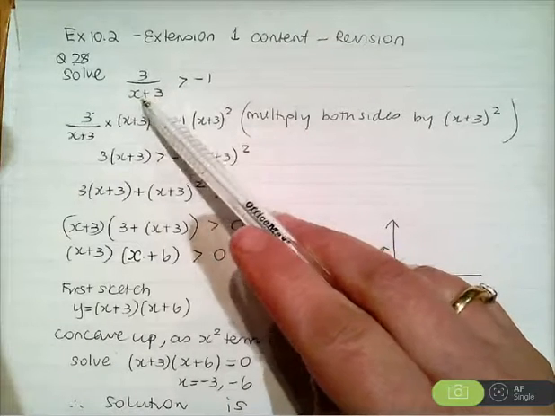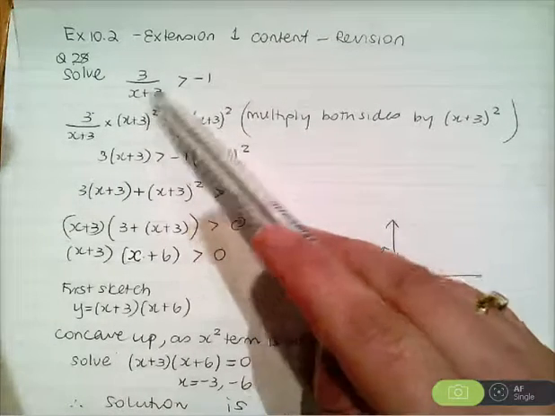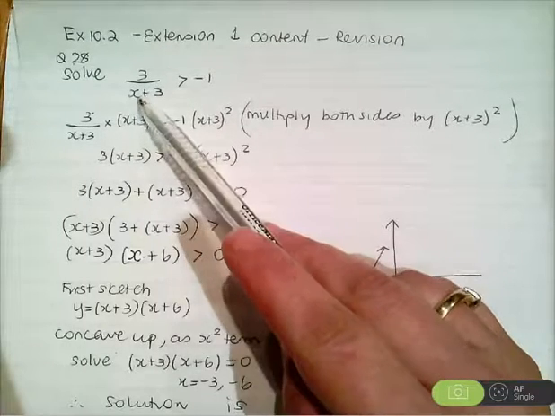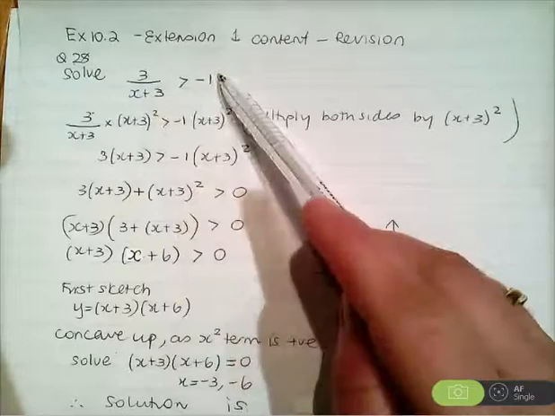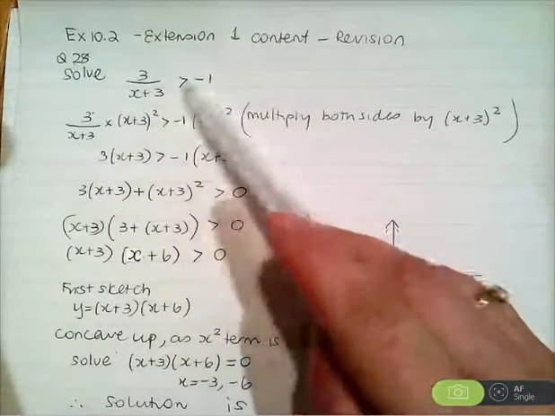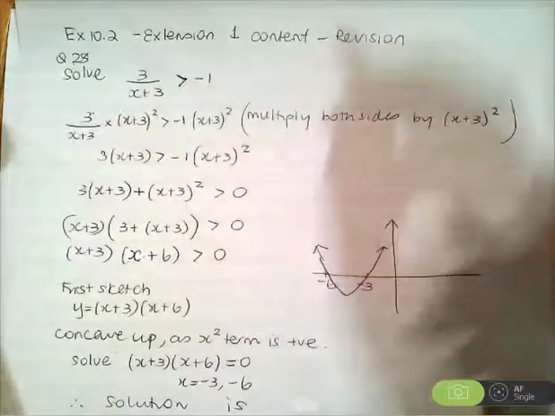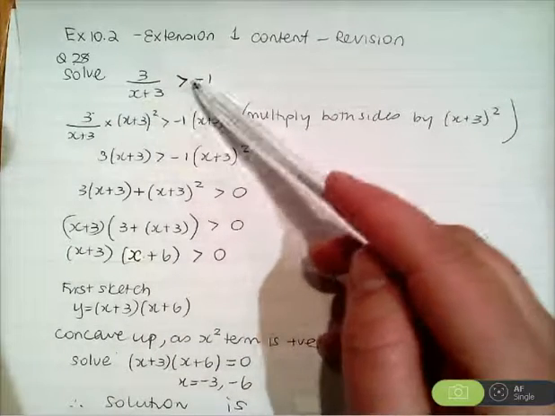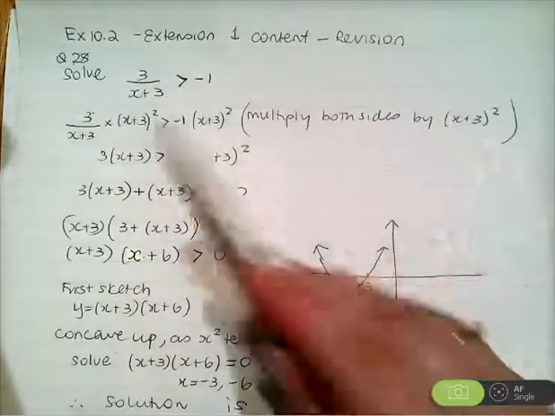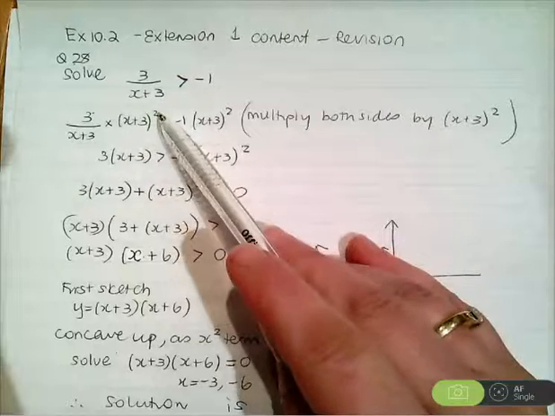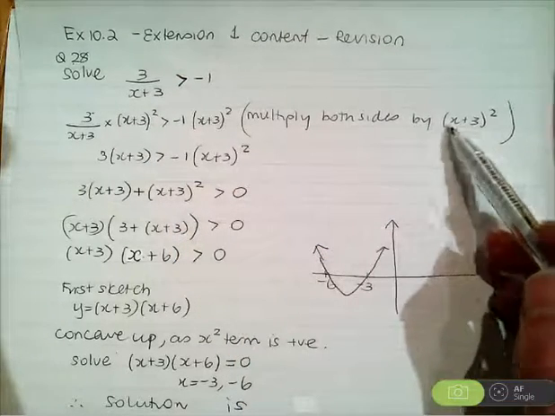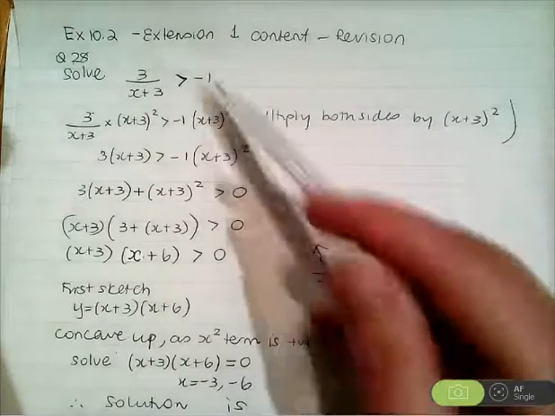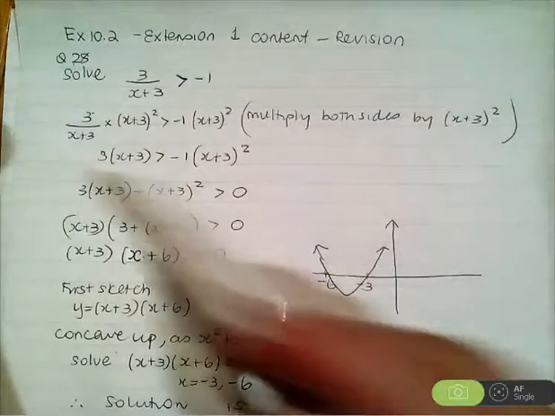Now because this denominator can be either positive or negative depending on the values of x that your solution will be, you cannot just go multiplying the other side here by x plus 3, because we're not sure whether we need to flip the inequality sign or not. So the way that we solve something like this, 3 over x plus 3 is greater than negative 1, is that we multiply both sides by whatever the denominator is squared. The reason we multiply it by x plus 3 squared is that we know that x plus 3 squared will always be positive, and so therefore the inequality sign will remain unchanged.